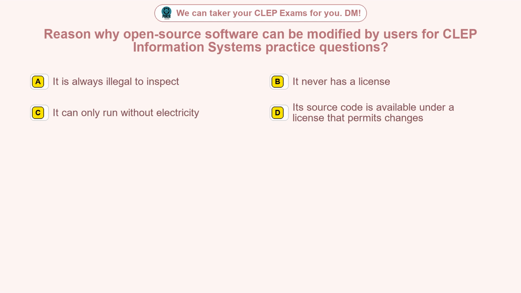Question 93. Reason why open source software can be modified by users for CLEP Information Systems practice questions. Option A. It is always illegal to inspect. Option B. It never has a license.